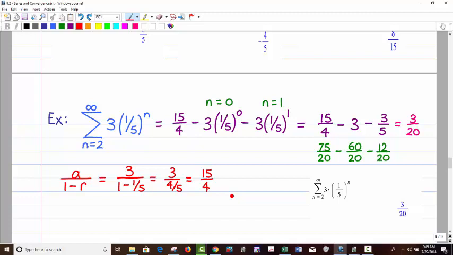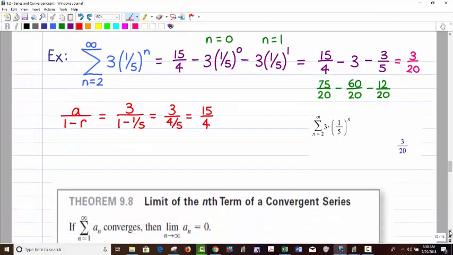I need to subtract off the n equals 0 term and the n equals 1 term. So you see I wrote it right there. So minus 3 times 1/5 to the 0, minus 3 times 1/5 to the 1. So it's 15 over 4 from right here, minus 3, minus 3/5, is 3 over 20. And Maple says 3 over 20. That's wonderful.